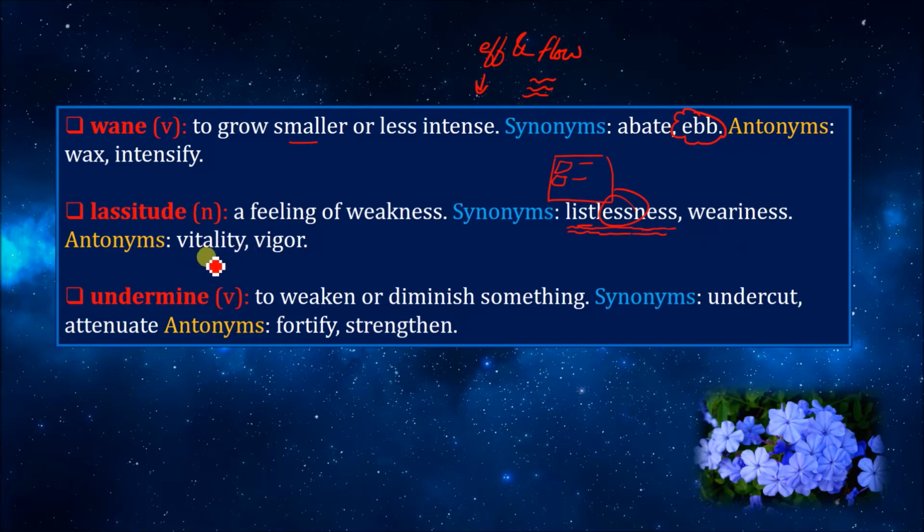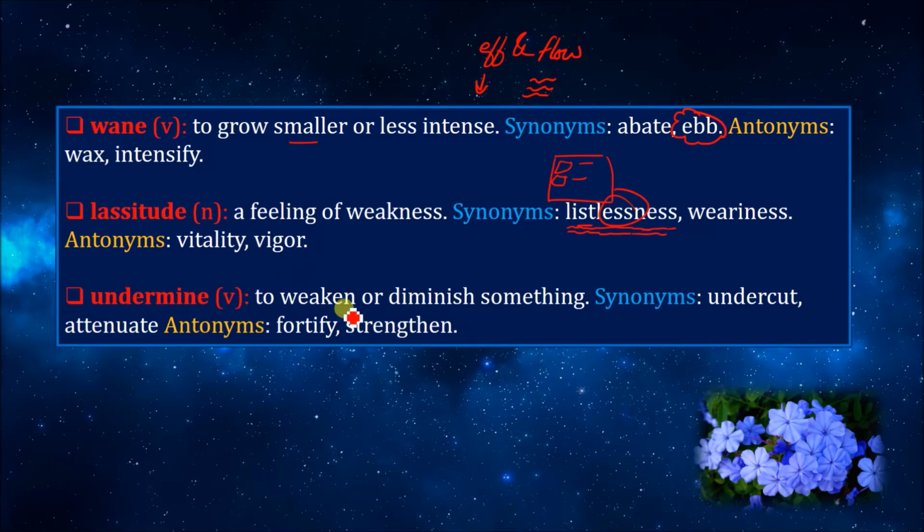Antonyms: vitality. Vitality is full of life, as in when physicians and doctors take vital signs, like temperature, heart rate, and blood pressure. They are checking for signs of life. Vitality. Vigor. Similar meaning.